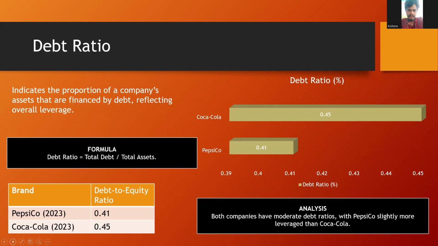So these will be slightly more than Pepsi. So that's total debt and total assets. Both companies have moderate debt ratios, with Pepsi also slightly more leveraged than Coca-Cola.